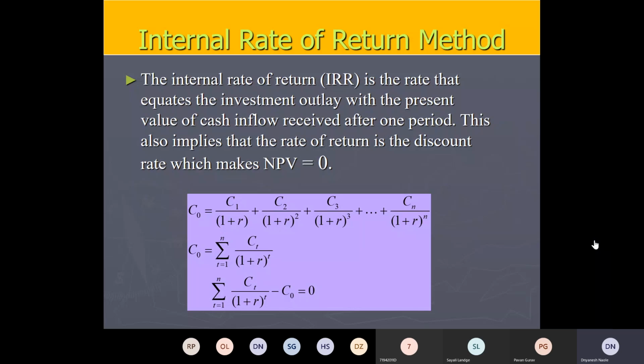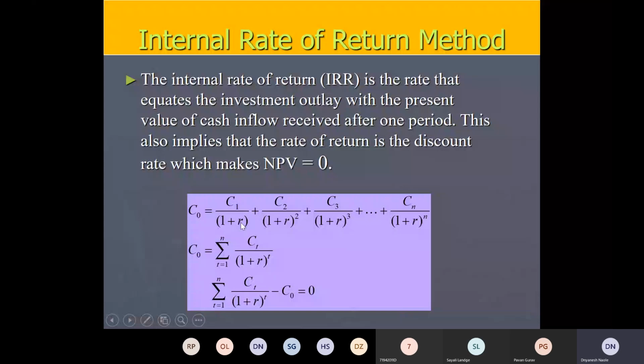As you see here, C0 needs to be equal to all the years' cash inflows converted into present value. So you know that C1 upon 1 plus R, C2 upon 1 plus R whole square, C3 upon 1 plus R cube. These are all net present value equations. I hope you can recognize this. This is the profit after the first year. When you convert it into today's value, it has to be discounted at the discounting rate 1 plus R. This we had already seen.